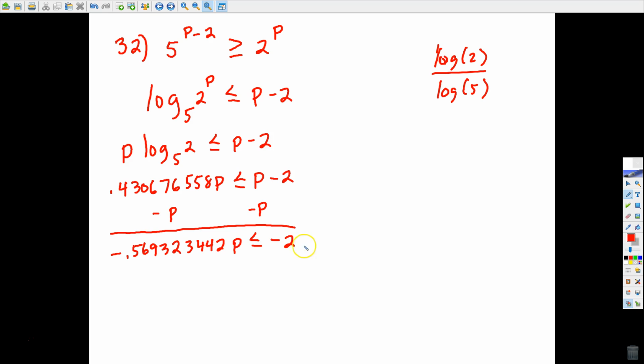And then I'm going to divide both sides of this inequality by this long decimal, so we can go ahead and clear the calculator. And we're going to do negative 2 divided by that decimal, negative 0.5693234442. And that ends up being positive 3.5129. But remember, we divided by a negative number again, so we need to reverse the direction of this inequality. And so my final answer is p is greater than or equal to 3.5129. And that is your answer for number 32.